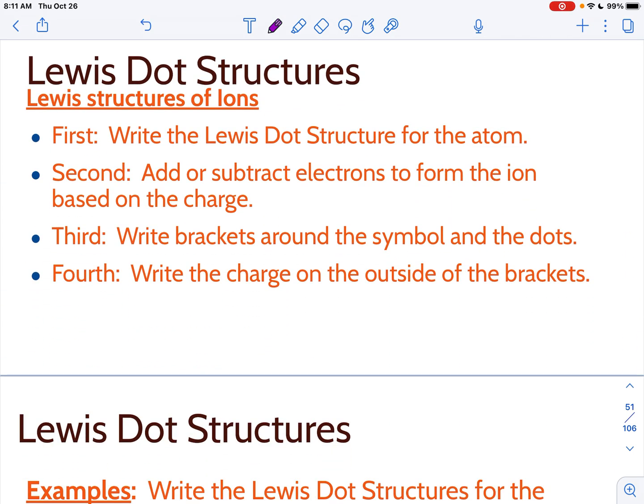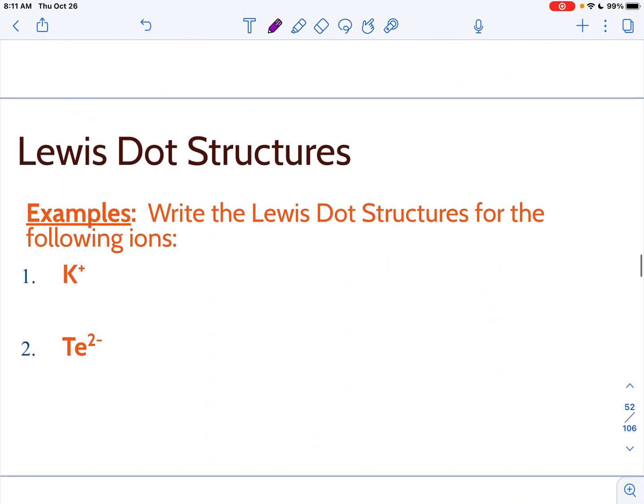So once you have added or subtracted electrons to form the ion based on the charge, you're going to write brackets around the symbol. Brackets in chemistry usually mean either concentration, which is something we won't cover right now, or that you've changed something. So we're using them here to indicate that we have added or subtracted electrons. And then we're going to write the charge on the outside of the bracket. So I'm going to show you a couple of them now.